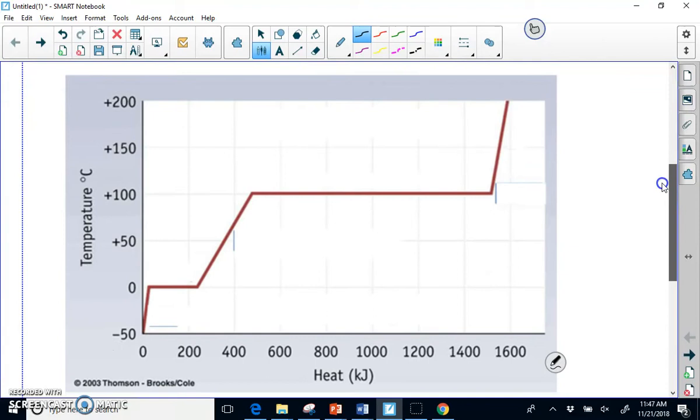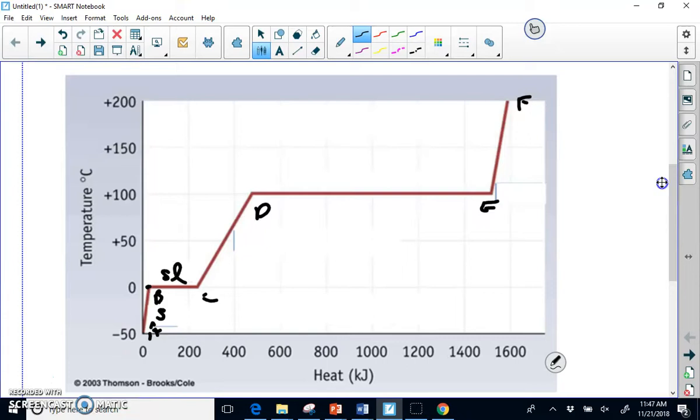Okay, so if we look at our heating curve, let me label the points: A, B, C, D, E, F. So a heating curve shows how the temperature changes, or as you're adding heat, what happens to the temperature of the substance. As we know, the substance always starts off as a solid, and then when it reaches the melting point, which is right here, and you should be labeling these things as I talk about it, it starts to melt, and it becomes a solid and a liquid.